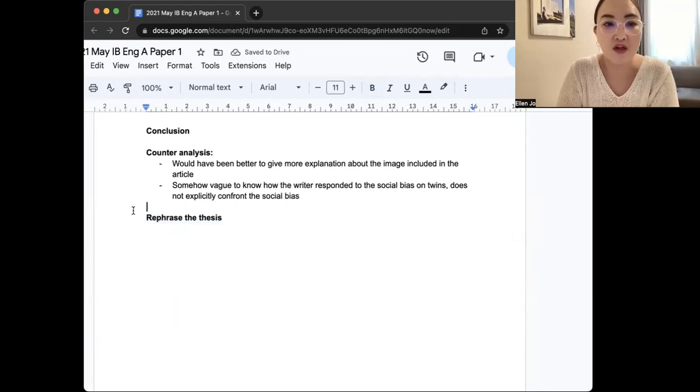And then after you finish the counter analysis, you can rephrase the thesis that you wrote in the introduction in different words. Then you can finish the outlining.